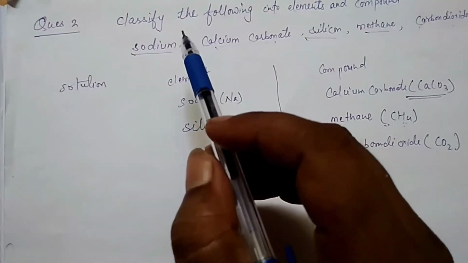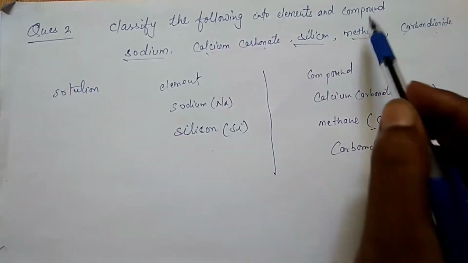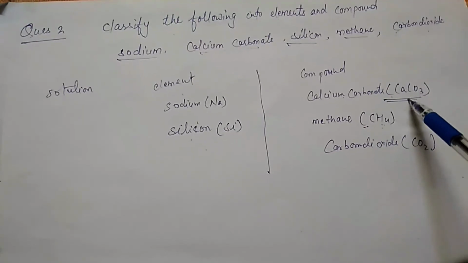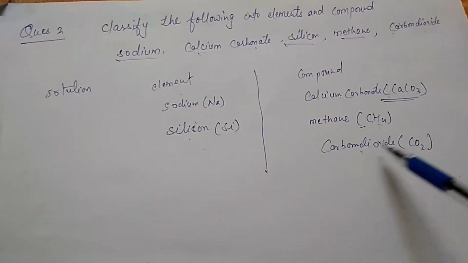Now we have separated the elements and compounds. Sodium is an element, silicon is an element, calcium carbonate is a compound, methane is a compound and carbon dioxide is a compound.